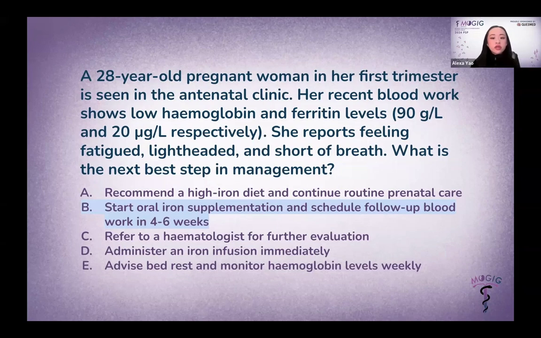Hematology referrals are generally reserved for cases where the anemia is not responsive to initial treatment, or where there's suspicion of an underlying condition, or it's a severe case that isn't manageable by oral iron alone. Likewise, iron infusions are typically reserved for more severe cases of iron deficiency anemia, or if there's intolerance or a poor response to oral supplementation. Also important to keep in mind that iron infusions are contraindicated in the 1st trimester, which is the case in this vignette as well.